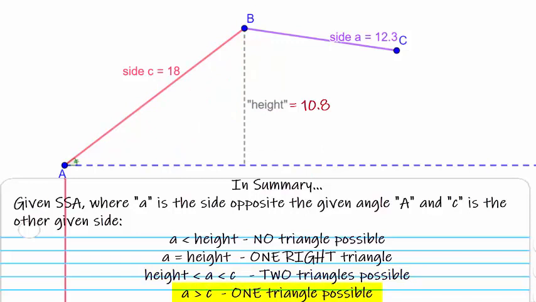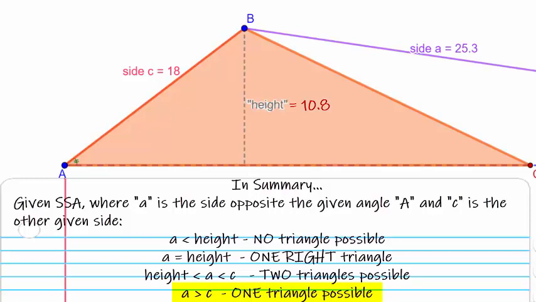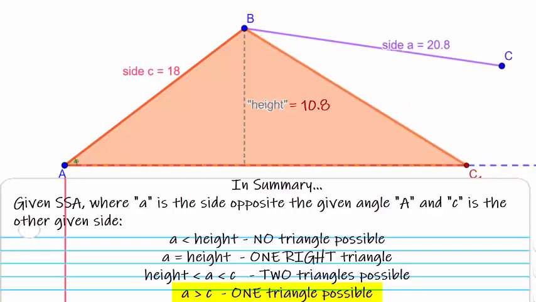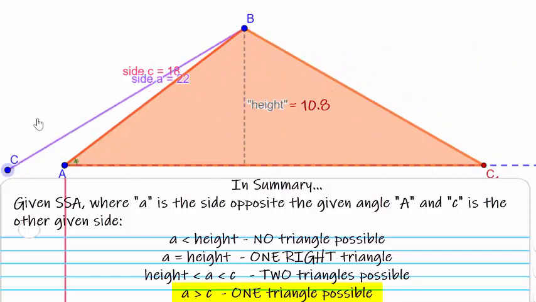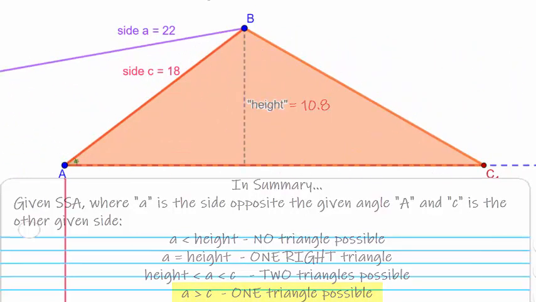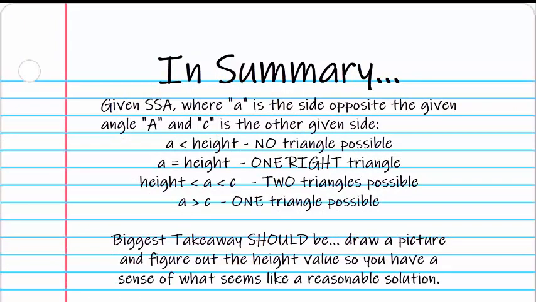And finally, the last possible case is if a was greater than side c, then as it swings through, it'll intersect the blue ray one time, creating one possible triangle. But as it swings toward the other side, it's going to miss on the other end. So there's only going to be one possible triangle. So there's an example. As it swings through, it hits, but then it misses over on the other side. So this is our summary.